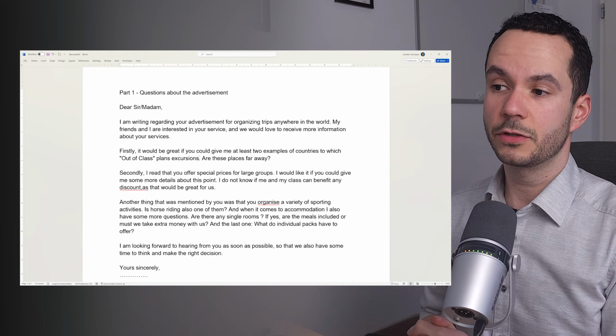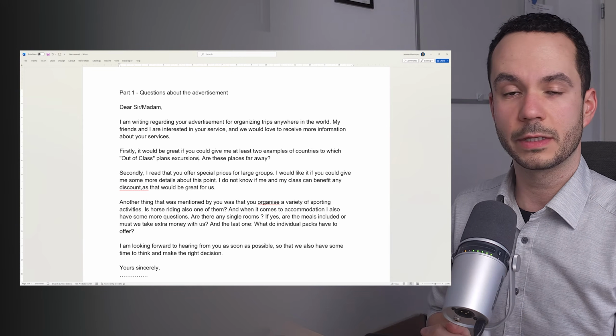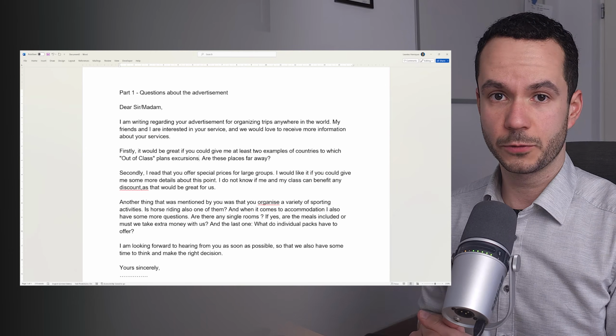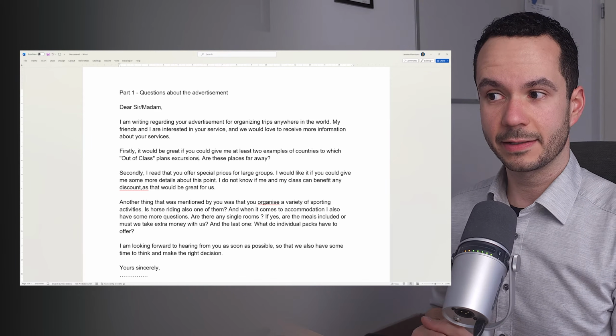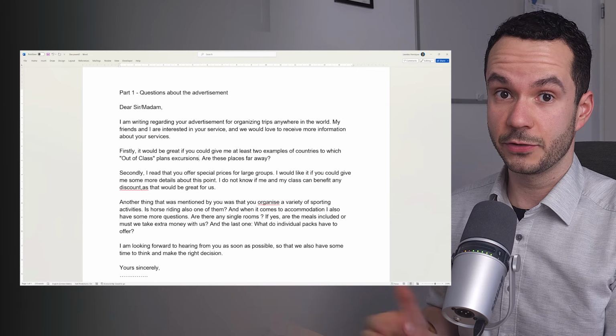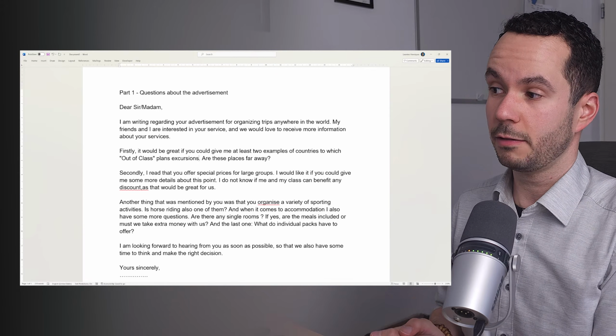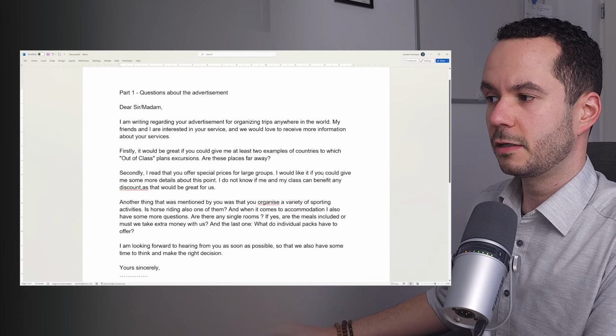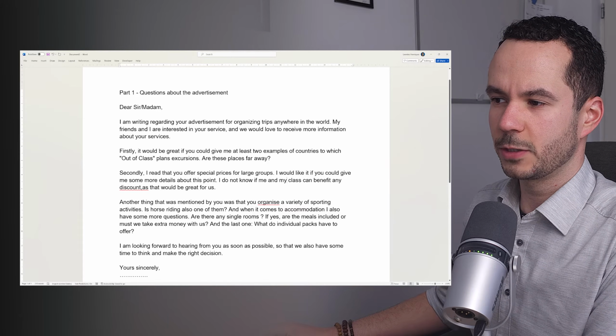Next, we need to do the second thing, and that has to do with large groups that get discounts. Secondly, I read that you offer special prices for large groups. Excellent sentence, an excellent beginning of this paragraph. And then it says, I would like it if you could give me some more details about this point.